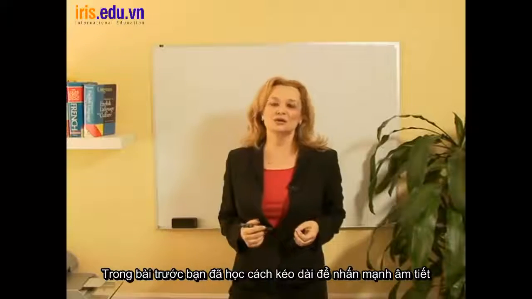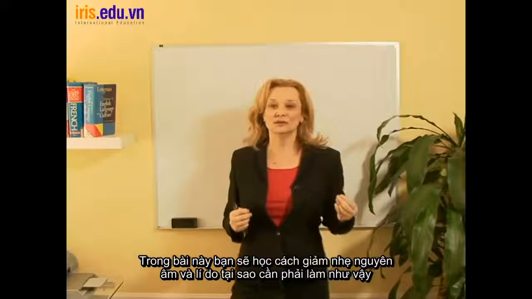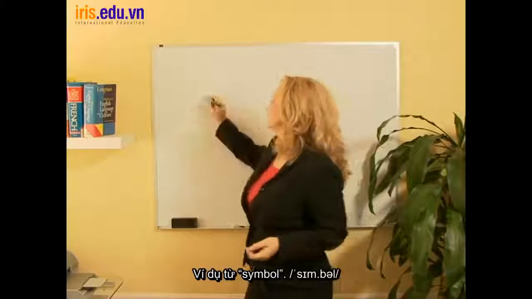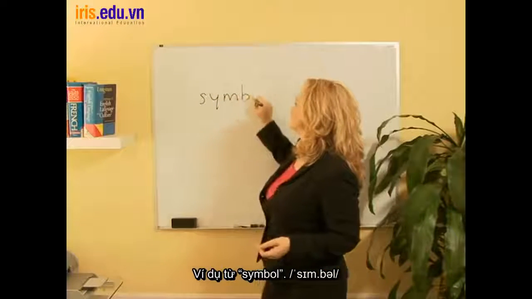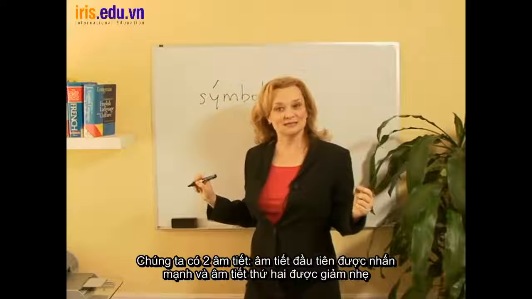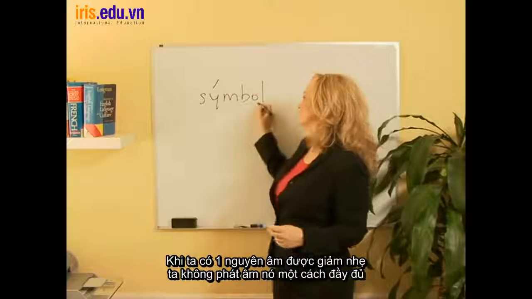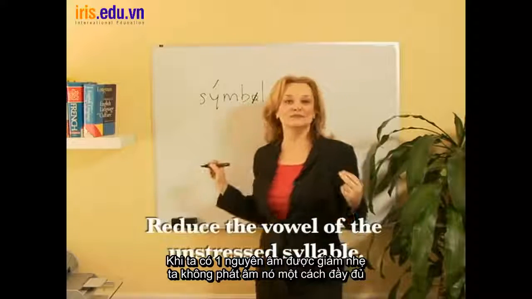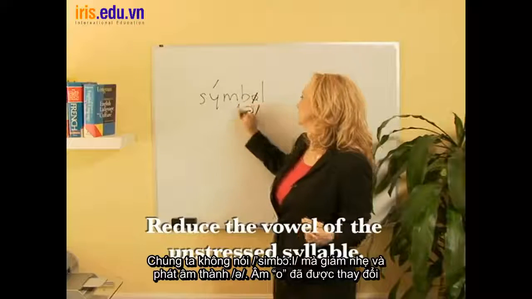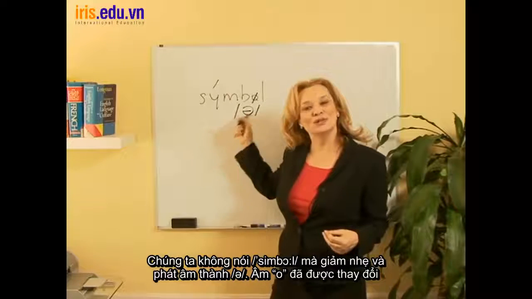In the last lesson, you learned how to prolong vowels and how to stress them. In this lesson, you will learn how to reduce them and why you need to reduce them. Let me show you. Let's take a word like symbol. We have two syllables. The first syllable is stressed, and the second syllable is reduced. When we have a reduced vowel, we don't pronounce it fully. We don't say symbol. We reduce it and we pronounce it as uh. Symbol. Symbol. So the O changes.